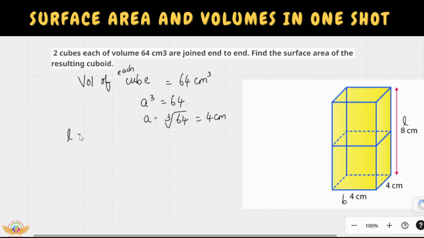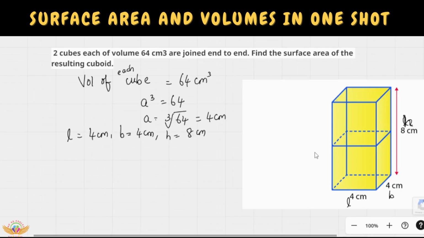Let me write here. The total length will be equal to, see the length, breadth and height. Okay, sorry, this is the length, this is the breadth, and this is the height. Now it is correct. So length is equal to 4 centimeters, breadth is equal to 4 centimeters, and height is equal to 8 centimeters. Done. Now we got L, B and H.